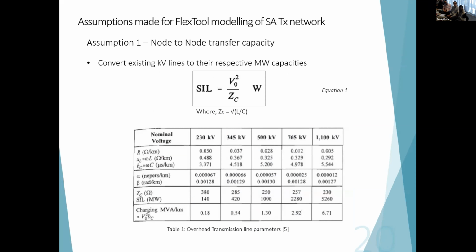So we had to convert the kilovolt lines into their respective megawatt capacities, and we used the surge impedance loading parameter to do that. We had consulted Ronald Murray as well. So we are using the surge impedance loading to convert the existing kV lines into megawatts so that we can allocate that per supply area for the model for the 11 supply areas.